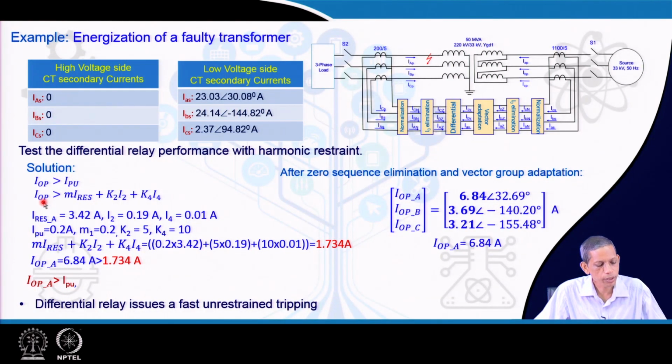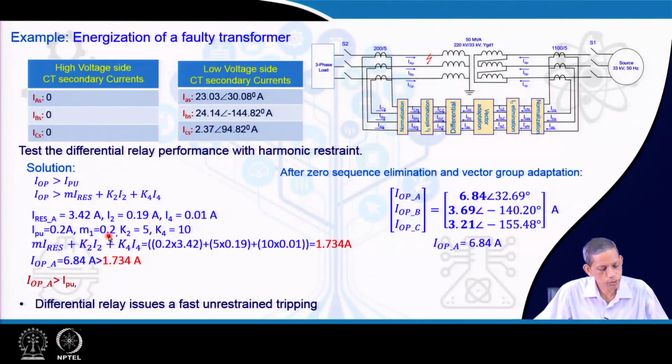Now, with the approach of adding the restraint features, K2 I2 plus K4 I4, we will calculate the corresponding part. If you substitute all the values, with 20% for K2 and 10% for K4, then this becomes 1.734 ampere.